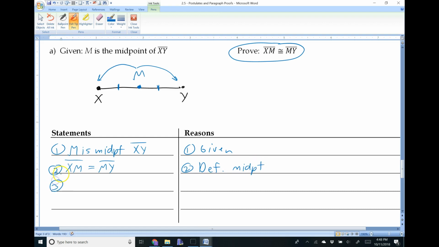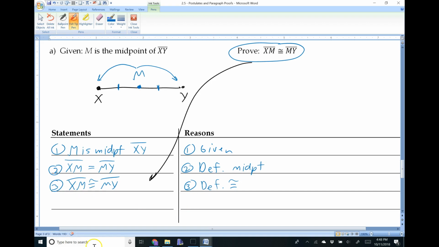So the last part here is we just got to put the proof part right there. We just got to say XM is now congruent to MY. And so we went from equals to congruent, and that's just the definition of congruency. We can just put that congruent symbol, okay?